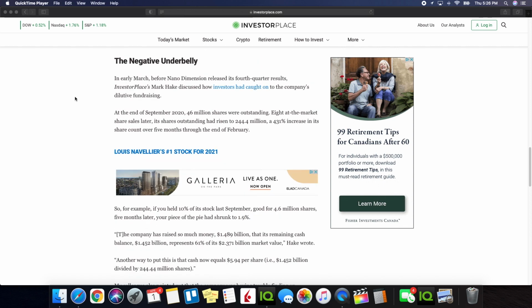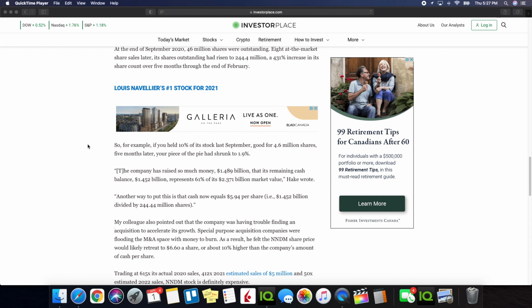In early March, before Nano Dimensions released its fourth quarter results, investors placed Mark Hake discussed how investors had caught on to the company's dilutive fundraising. At the end of September 2020, 46 million shares were outstanding. 8 at-the-market share sales later, its shares outstanding had risen to 244.4 million, a 431% increase in its share count over 5 months through the end of February.